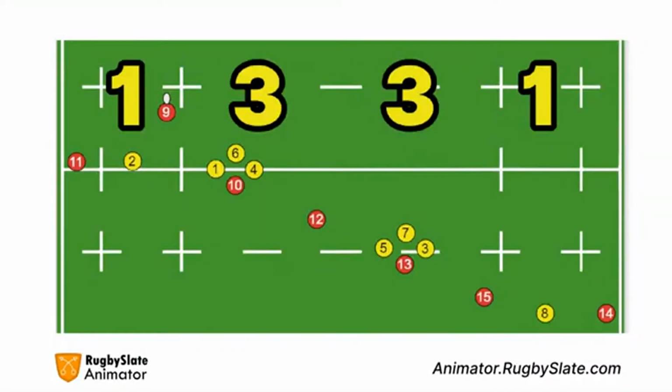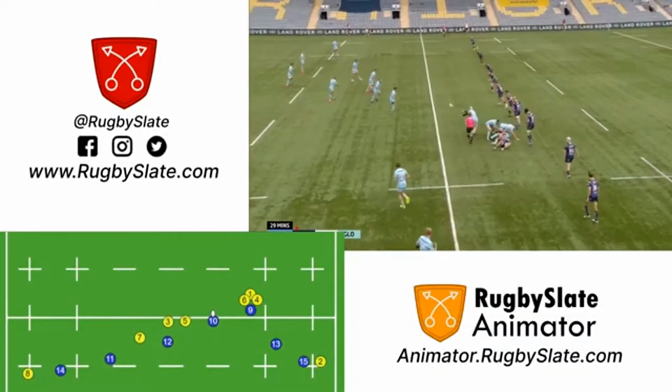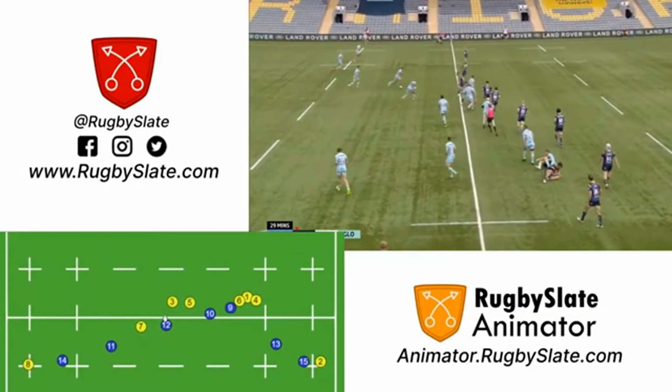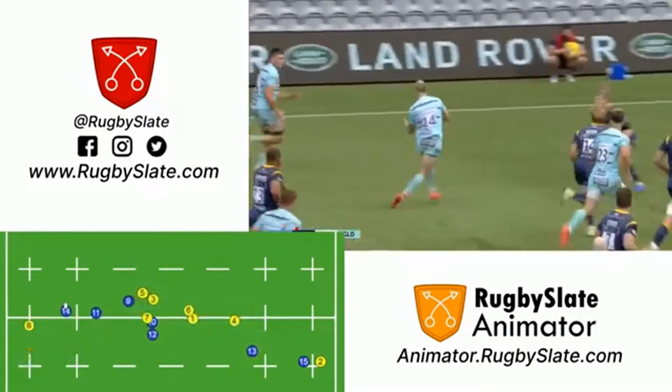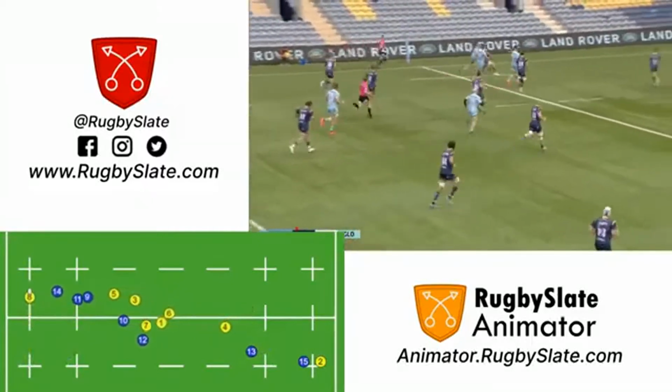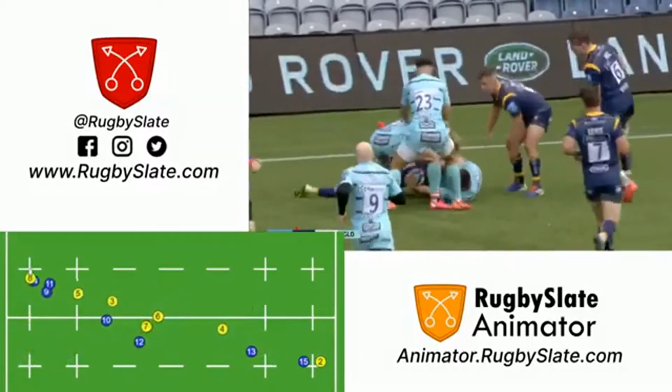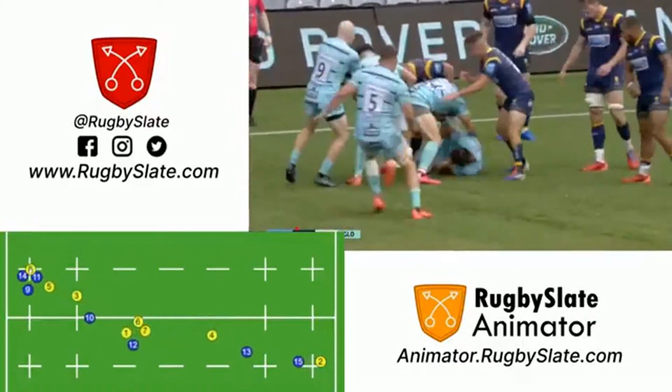So now we have a good understanding about the 1-3-3-1 system. Let's look at an example from Gloucester versus Worcester. We start with one pod already created a ruck. The second pod is around the 12, playing quite a wide, loose structure. This second pod of forwards draws in enough defenders to cause space to open up out wide. The 8 supports the winger and is able to ride the tackle, drawing in more defenders.